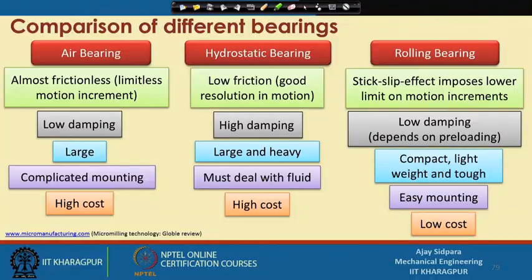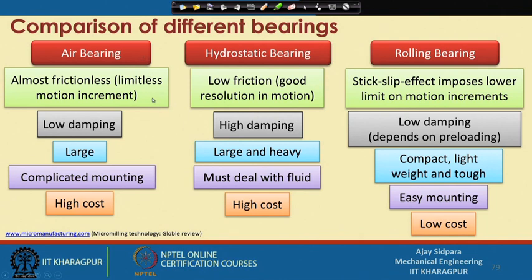So, let us continue this topic further and understand what the other components are which can be part of a micromechanical machining center, which can be used for getting high precision motion and very high accuracy. In the last class we saw the comparison between the air bearing, hydrostatic bearing and the rolling bearing, and we also saw that all three have different advantages and disadvantages.